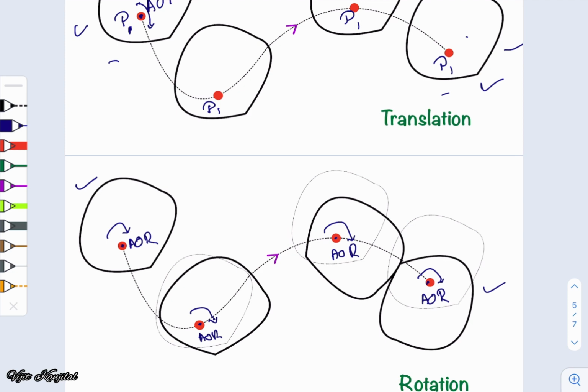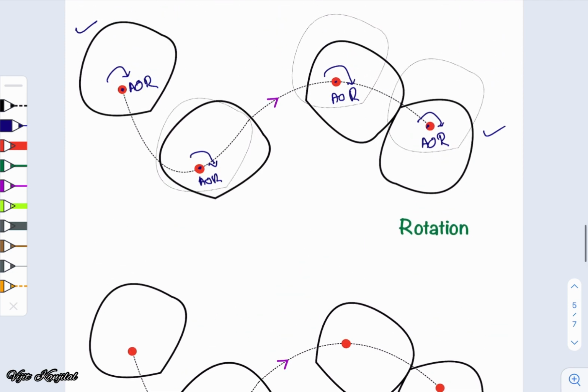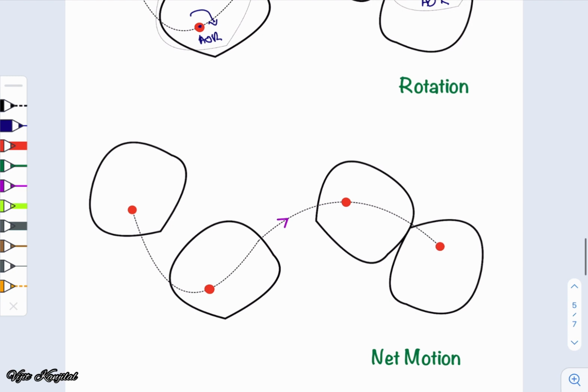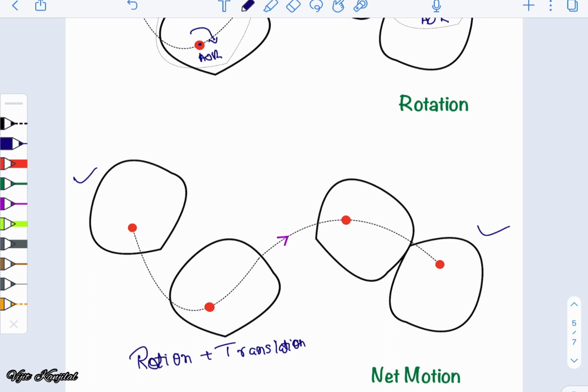So what is the combined effect? The combined effect is that we have a net motion of the body, which can be thought of as a combination of rotation as well as translation. We can clearly see that the body is moving from one location to another location, and as the body moves from this location to this location, the orientation of the body also changes. From the upcoming videos, we are going to study the rotational motion of rigid bodies in great detail.